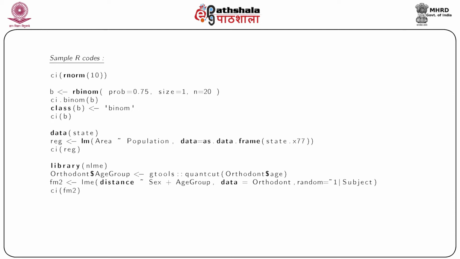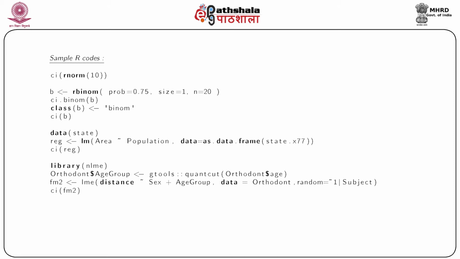So now let us look at a sample R code. Suppose we want to find the confidence interval of a set of values which come from the normal variable, the normal distribution. So we are looking at 10 such observations.